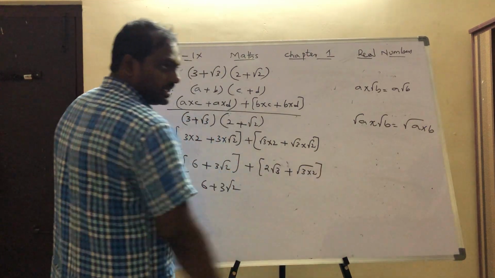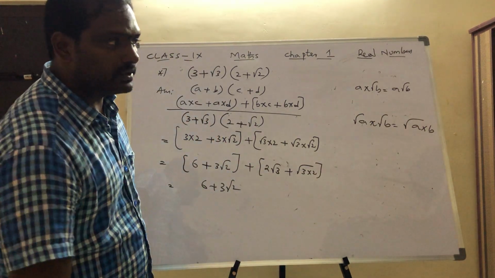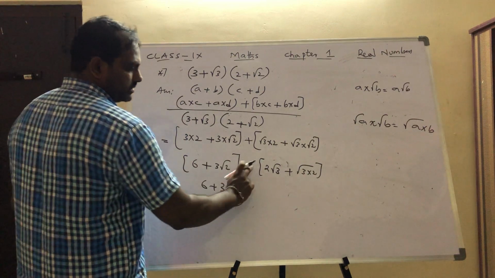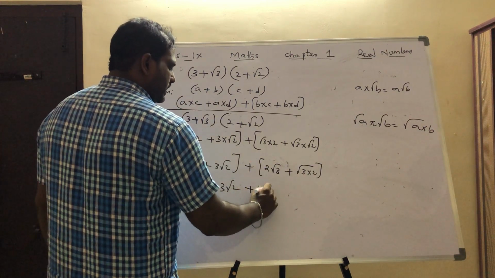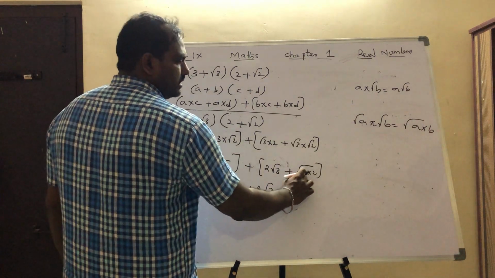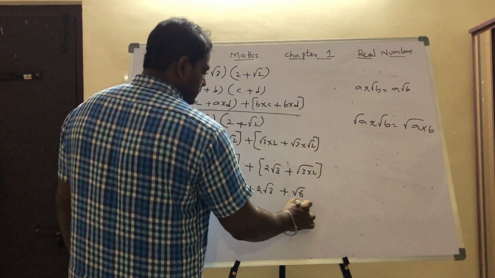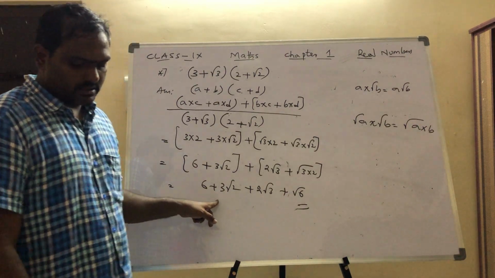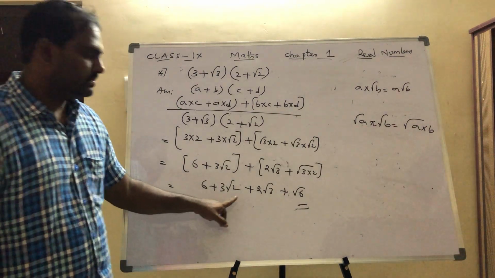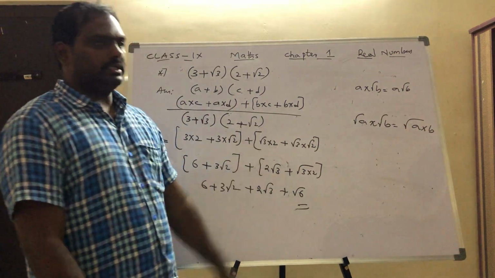Now I am taking off the brackets. Whenever I am taking off the brackets, what should I do? I should multiply the symbols also. If nothing is given, plus. Plus into plus, plus. Plus 2 root 3 plus root 6. This is the answer. So 6 plus 3 root 2 plus 2 root 3 plus root 6.